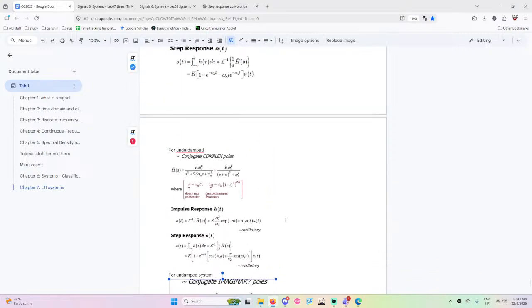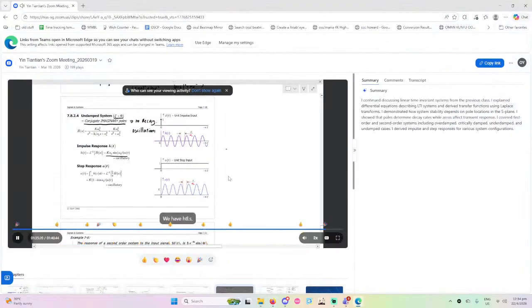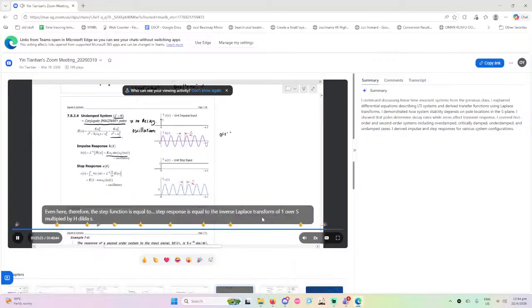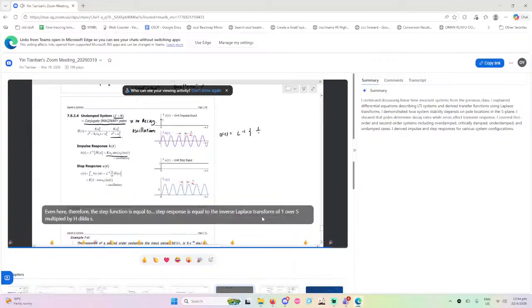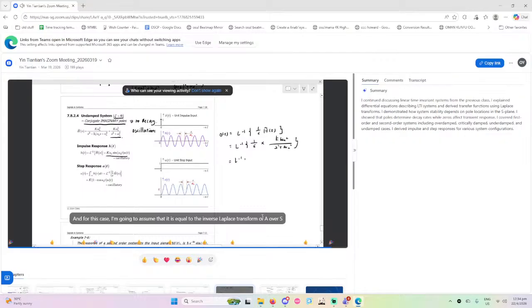And then the step response of the system. Since this is the last case, if you have some time, I will do this one for you. So here we have H(s) given here. Therefore, the step response is equal to the inverse Laplace transform of 1 over s multiplied by H(s), which is the inverse Laplace transform of 1 over s multiplied by K omega n square over s square plus omega n square. For this case, I'm going to assume that it is equal to the inverse Laplace transform of A over s plus (Bs plus C) over s square plus omega n square. And how can I calculate A? A is equal to K omega n square over s square plus omega n square with s equal to 0. So A is equal to capital K, right?